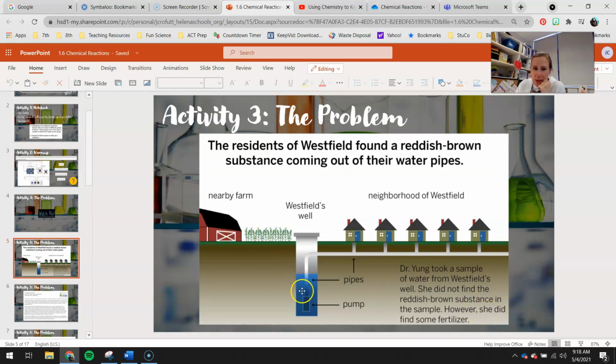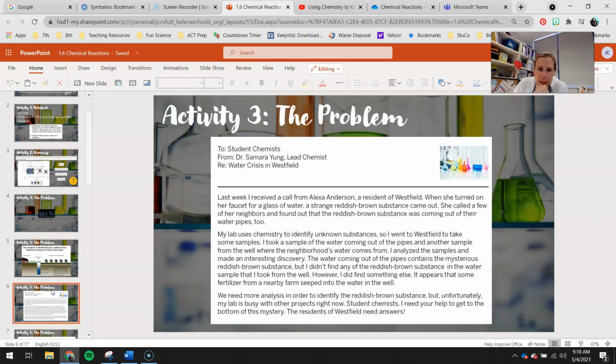So there was fertilizer in this water, but the reddish brown substances came from the faucets in each of these houses. Okay, so last week I received a call from Alexa Anderson, a resident of Westchester. When she turned on her faucet for a glass of water, a strange reddish brown substance came out. She called a few of her neighbors and found out that the reddish brown substance was coming out of their water pipes too. My lab uses chemistry to identify unknown substances, so I went to Westfield to take some samples.